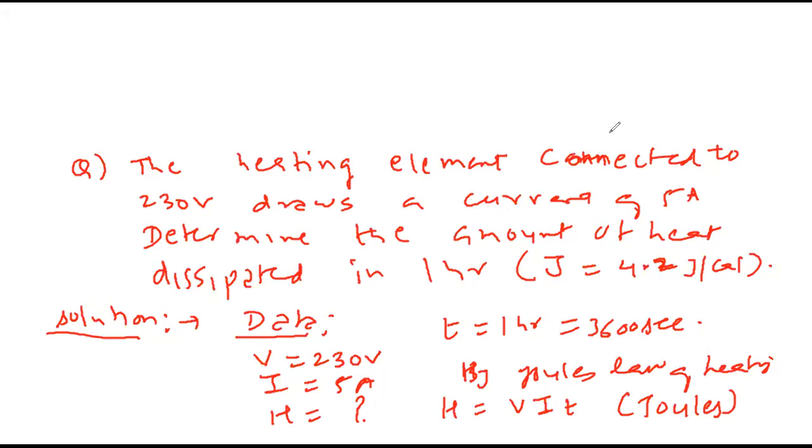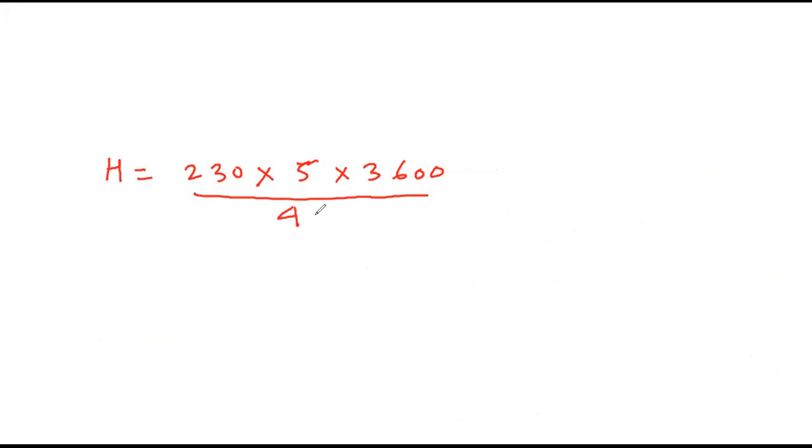Written full? V is 230, I is 5 ampere, time is 3600. I am dividing with 4.2. This will become in calorie. So whenever you divide with that mechanical equivalent of heat, that is J, then it becomes in heat unit calorie. Otherwise, it will remain in energy unit.